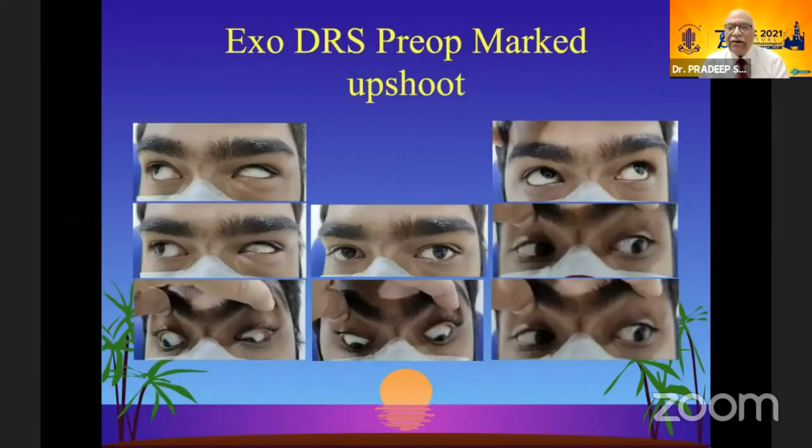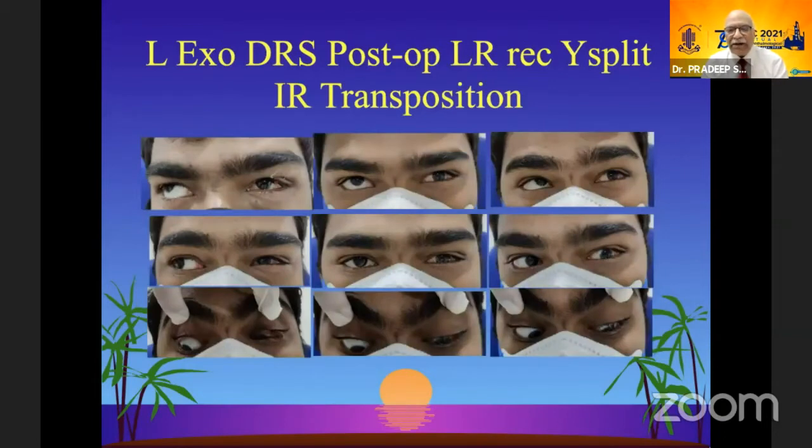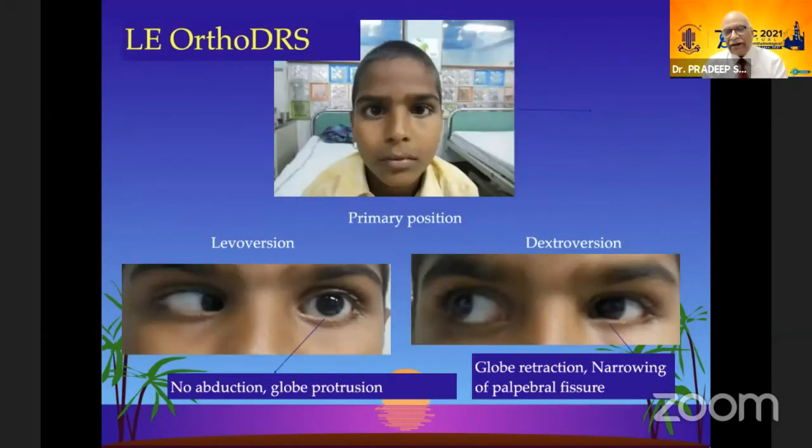And more recently, I have also done inferior rectus transposition for a case in which there was a marked upshoot or hypertropia pre-operatively, like in this case. And you can see post-operatively, the hypertropia is very nicely corrected, and this is very gratifying.